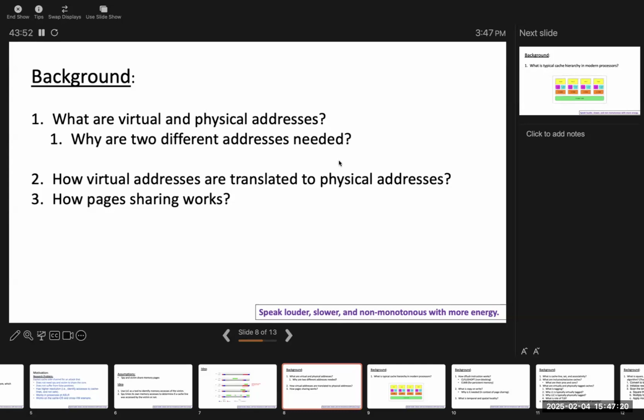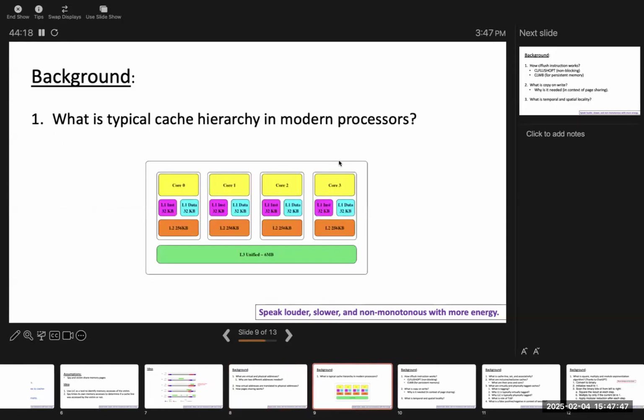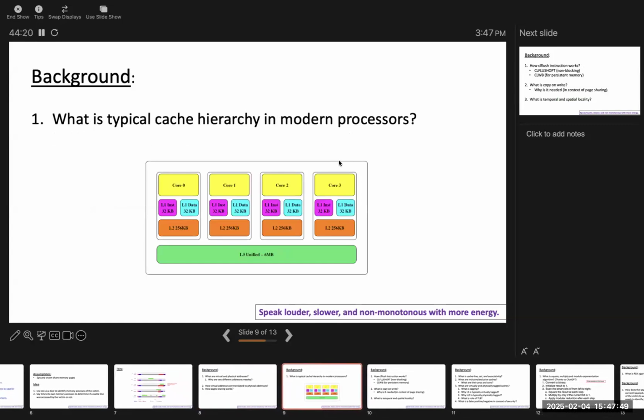How is a virtual address translated to a physical address? It is done using a page table. And every process has its own page table. It is not like you have one page table serving all the virtual to physical address translation for all processes. And how page sharing works, I gave you an example here using the square root example.